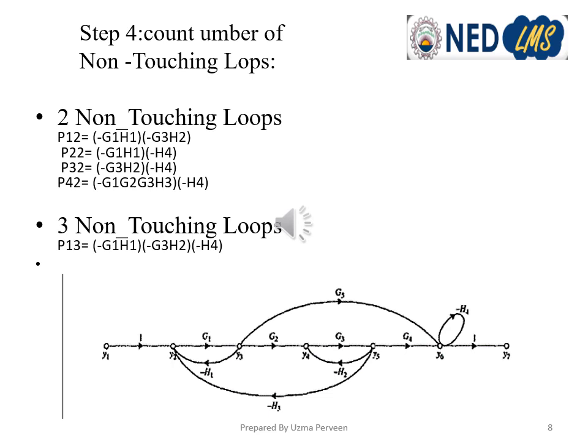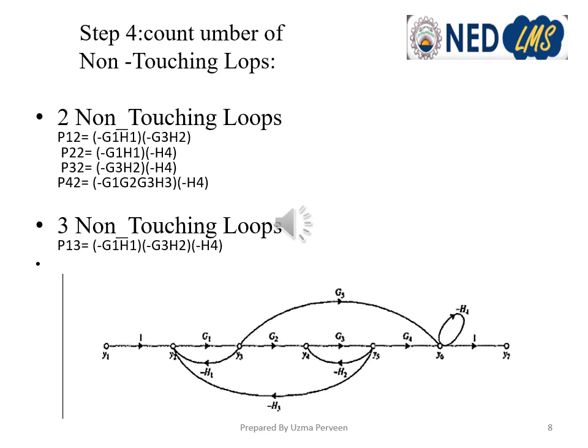The first combination P12 is minus G1H1 and minus G3H2. The second combination is second loop, that is minus G1H1 multiplied by the fourth one, that is minus H4. Again, there is no node common, so this is the second combination of the two non-touching loops. The third combination is the first and the fourth loop, that is minus G3H2 and minus H4. Again, there is no node common. And the fourth combination is the third and fourth loop, which we have counted earlier. So this is minus G1, G2, G3, H3 and minus H4.